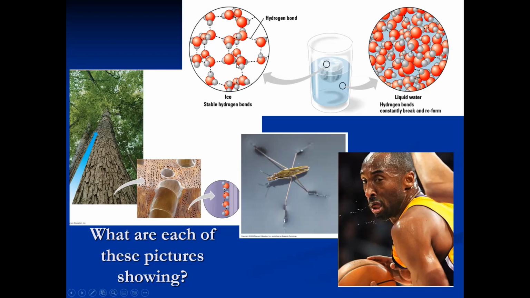So I'll be asking you, why is it like this? Why does ice float? Why does liquid water get out of the way? It has to do with the fact that these hydrogen bonds are rigid and these are breaking and reforming.